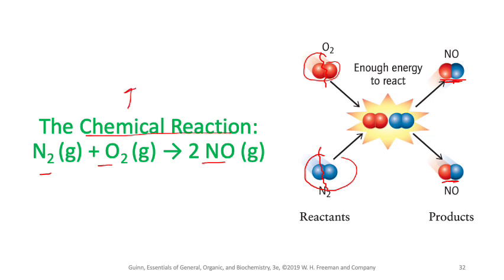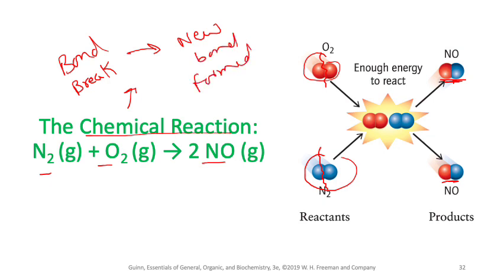So in a chemical reaction, the first bond has to be broken, or you can say the bond has to break down first to form a new bond, right? A new bond is formed. So this is a chemical reaction, where the bond is being broken down and a new bond is formed to make a new substance, right?